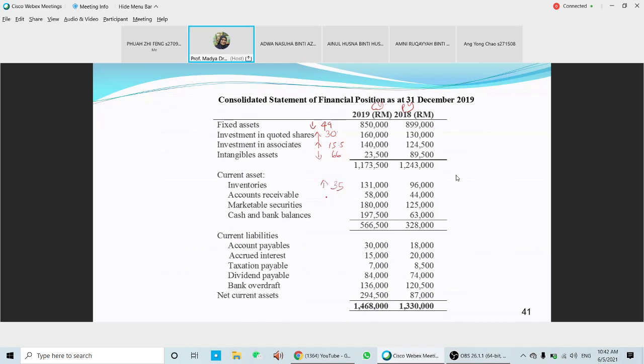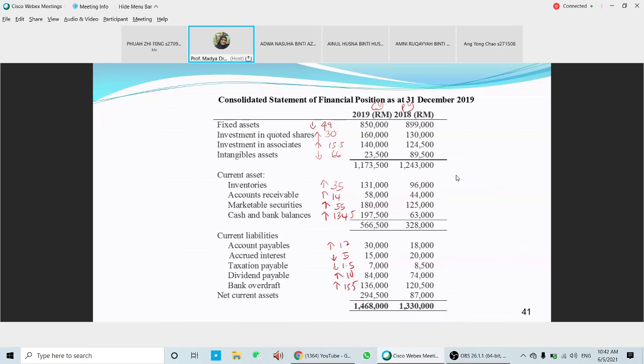Account receivables also increase by 14. Marketable security also increase by 55. Cash and cash bank balance here also increased by 134.5. Okay, just analyze the item first. Account payables increased by 12. Accrued reduced by 5. Tax payable reduced by 1.5. This one increased by 10. Bank overdraft here increased by how much? 15.5 here. Okay. So analyze the item.